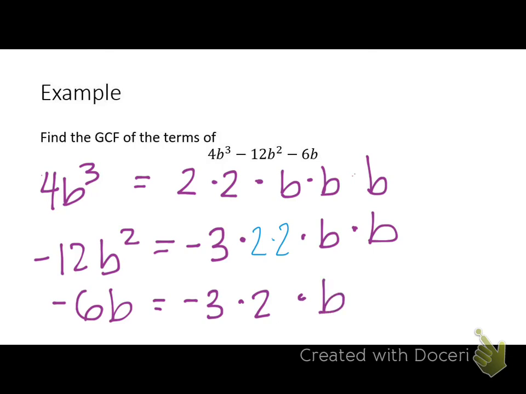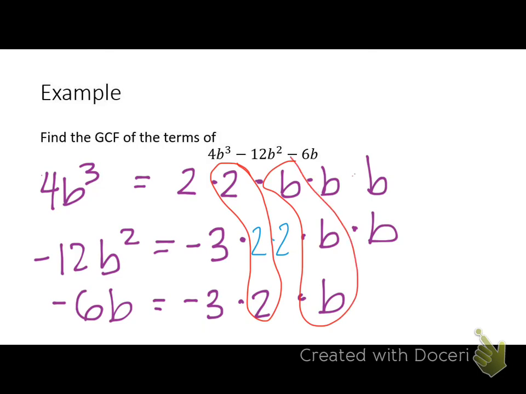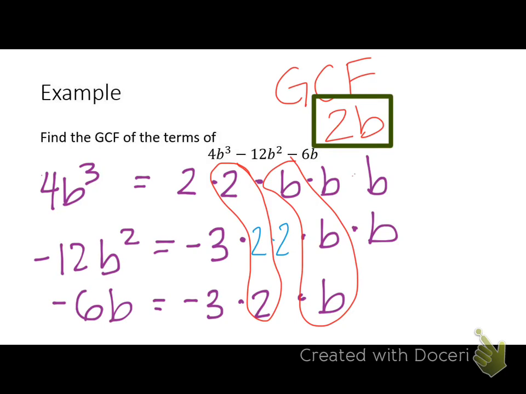So what do they all share this time? In this case, I see I have 1, 2 they all share, and I see 1b they all share. So my GCF is 2 times b, which is just 2b. So if you circled it in all of them, you only write it down once. So be careful with that.